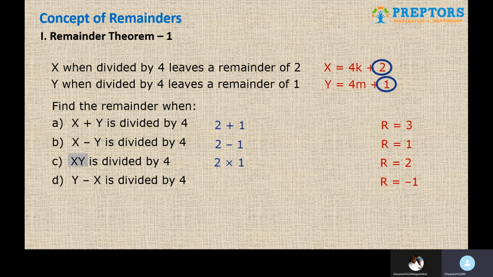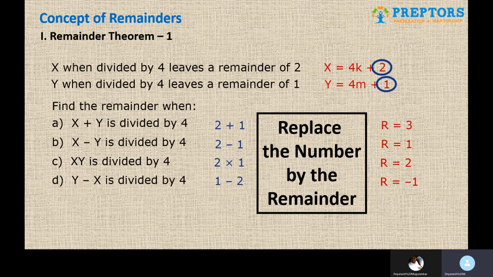And the fourth one, y minus x, which is 1 minus 2, which is minus 1. Divided by 4, it will give you the remainder as minus 1. Now I know you must be a little bit surprised: what is this negative remainder? Don't be afraid right now. We are soon going to understand what that exactly means, but for now, just take it like that. Minus 1 when divided by 4 gives the remainder as minus 1 itself. So the central theme of this topic is: replace the number by remainder. The exact same thing you are going to use in the questions as well.